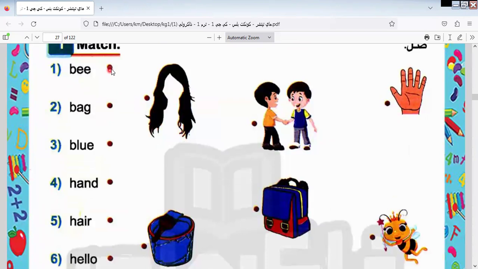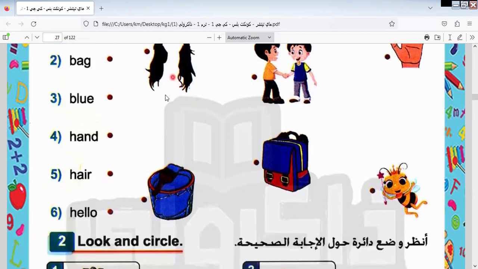Here we have B. Which one is B here? This one by this one. I select this one by this one. Big. Which one is big? This one by this one. Blue. Which one is blue? This one by this one. Hand. This one by this one. Hair. This one by this one. Hello. This one by this one.